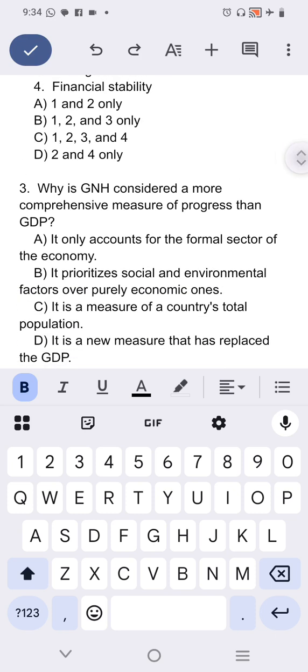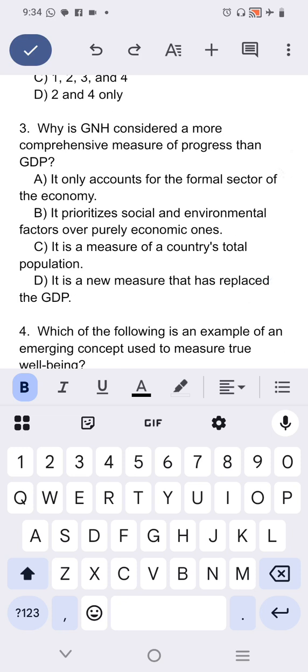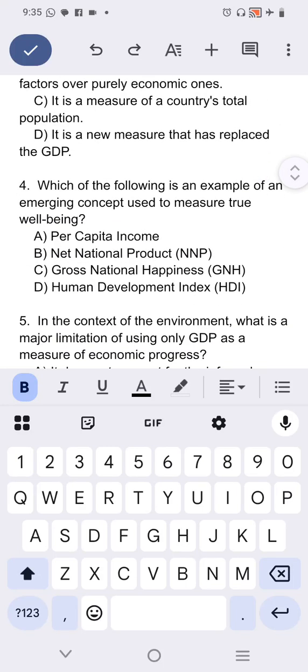Why is GNH considered a more comprehensive measure of progress than GDP? It only accounts for the performance of the economy? No. It prioritizes social and environmental factors over purely economic ones. Yes, B is the right answer. A measure of a country's total population is not it. So B, social and environmental factors, is the right answer.